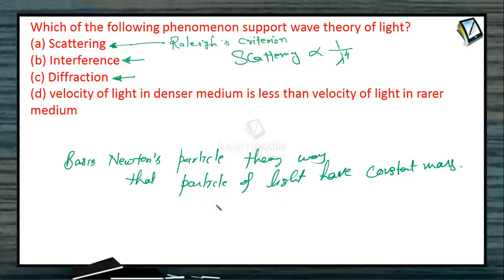And if we go into the detail under this particular assumption that particles of light have constant mass, then we get to know that speed of light in water should be greater than in air. The details of this are not in the scope of this particular video. But according to this assumption, the speed of light in water should be greater. But according to experiment, the speed of light in water was found to be less than it was in air. So it was also a major blow to the particle theory.